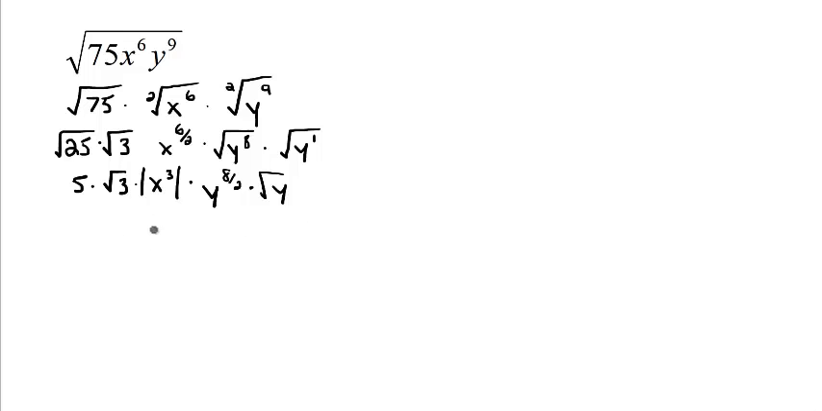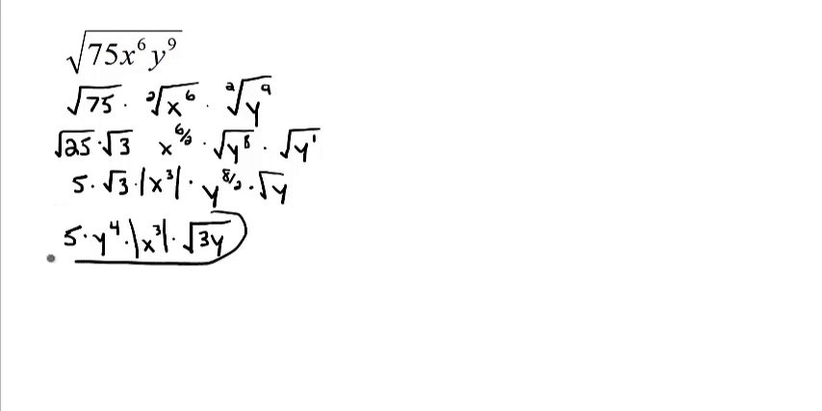Now I'm going to rearrange some things here. Write my number in front first, and then that's going to be multiplied by, let's see, y to the 8 over 2. That's going to be y to the 4th. Okay, and then we have this x cubed, but we want the absolute value of that. And then what else do we have to put here? It's going to be the square root of 3 times y, because that was the last two parts left under the radical. And this would be our final answer right here.